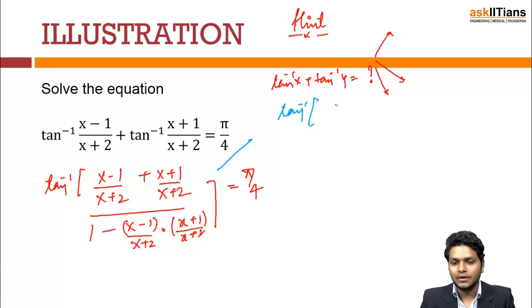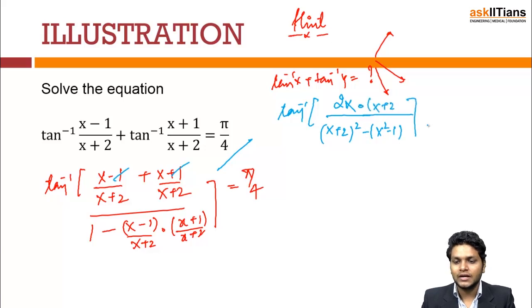So this will be 2x, because minus 1 and plus 1 will vanish each other as the denominator is the same, and then I'll have (x plus 2) whole square minus (x square minus 1) in the denominator, and in the numerator I'll have 1 times (x plus 2). So this is in totality what we have, and this is pi by 4. What I have done is I have taken the LCM of these parts, and then (x plus 2) was common, and then taken the LCM and multiplied it.